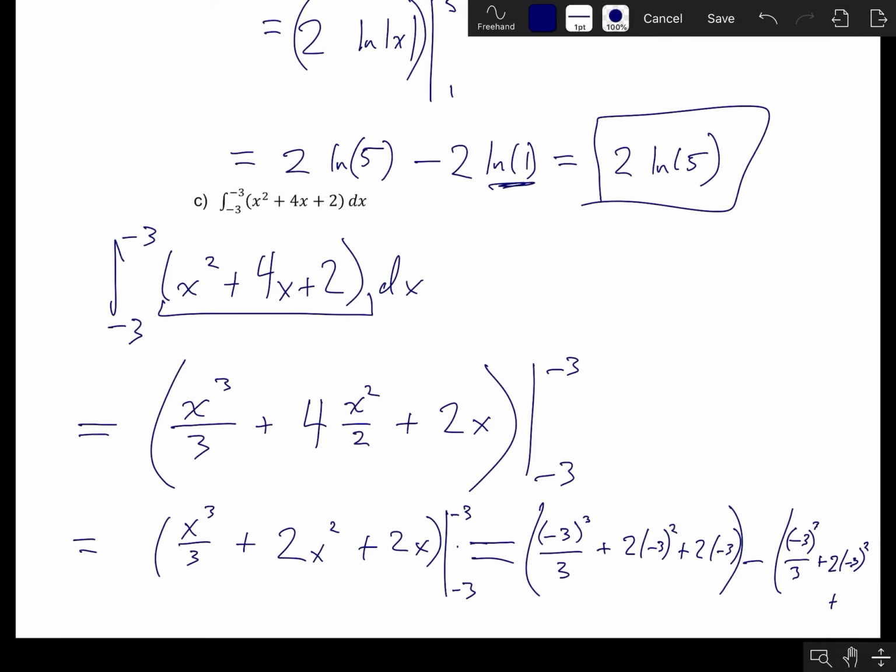I'm going to run out of room here, but that's all right. So it's this expression minus itself. Anytime you have something minus itself, you'll end up getting 0. So this will end up being 0. So 0 is the answer here.